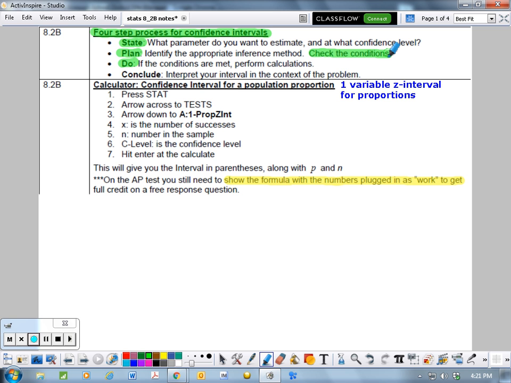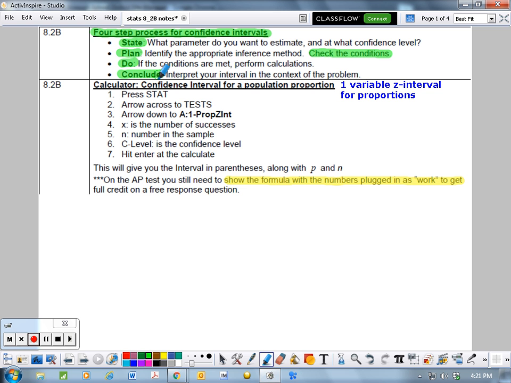And the last step would be to conclude. So after we make all of our calculations, we find our confidence interval, we interpret the interval in context of the problem. And that's when we go back to the state part and we say stuff like, I am 90% confident that the interval from 0.76 to 0.82 contains the actual proportion of students at Colony High School that plan to go to prom. Because all that came from my state part. I had a confidence level, I state what I'm doing, and I bring in that confidence interval.